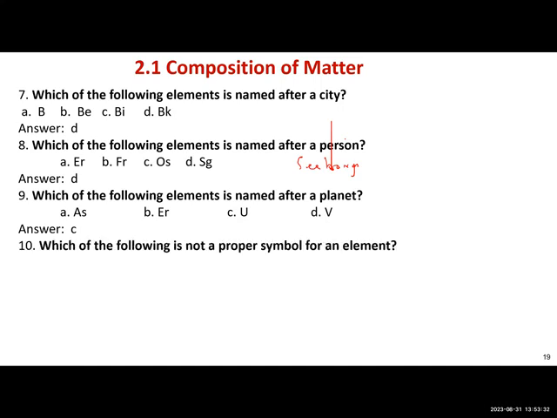Which of the following is not a proper symbol for an element? Let's look. Carbon is proper. A is carbon. B is calcium. Now, when you look at C, the second letter of an element symbol has to be lowercase. Therefore, this is the correct answer, not a proper symbol for an element. This is cobalt. Therefore, answer is C.